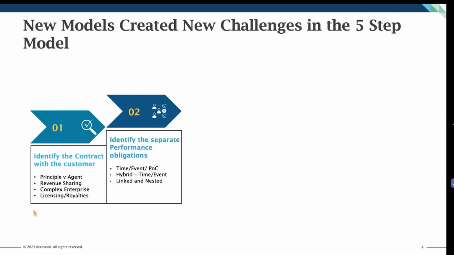We're also starting to see, now that we see the subscription economy and consumption-based outcomes, more and more linked and nested POBs. What does that mean? Well, it means that a master POB, such as a sale of software, could have multiple elements underneath it, including availability for upgrades or other different services or material rights to buying those other items. How do you identify what those performance obligations are?